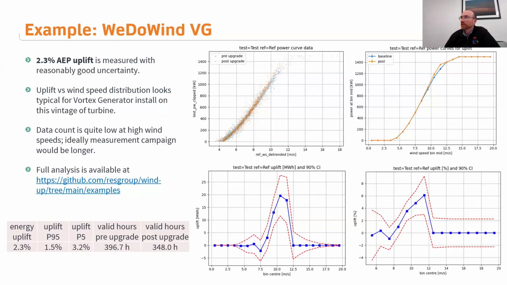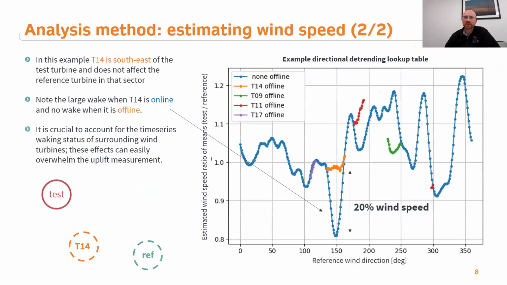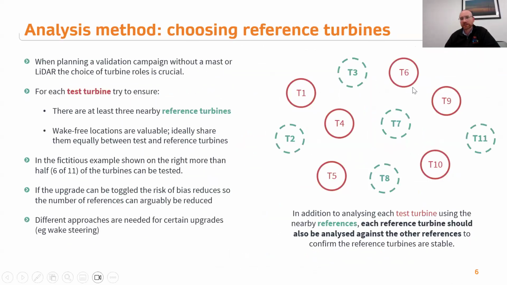Yeah, but I agree. This is the worst part about using other turbines as references. You just never know if they're drifting. So the solution for that problem is the advice to take three reference turbines, and that way you can check each reference turbine against two others.